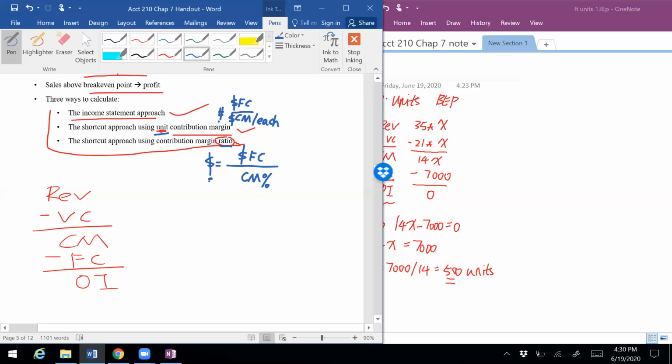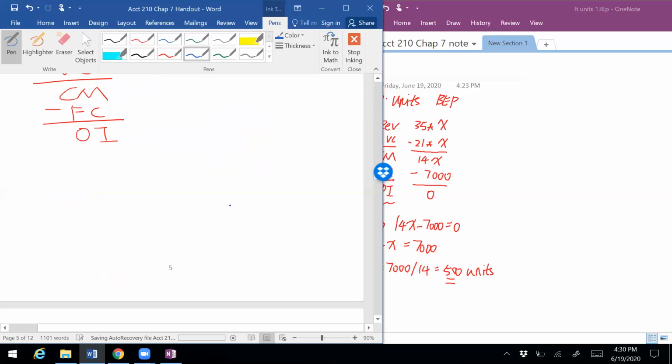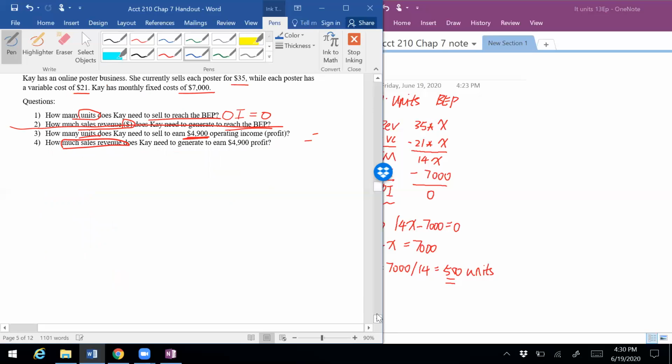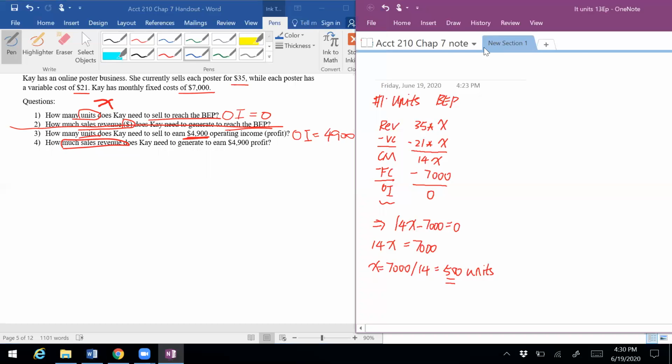So let's verify whether the shortcut works in our example. We calculated 500 units, but I want to use the shortcut to get this unit directly. Remember, the formula: the break-even point in units is your fixed cost divided by the contribution margin for each unit. You say, oh, that looks familiar. My fixed cost is 7,000.